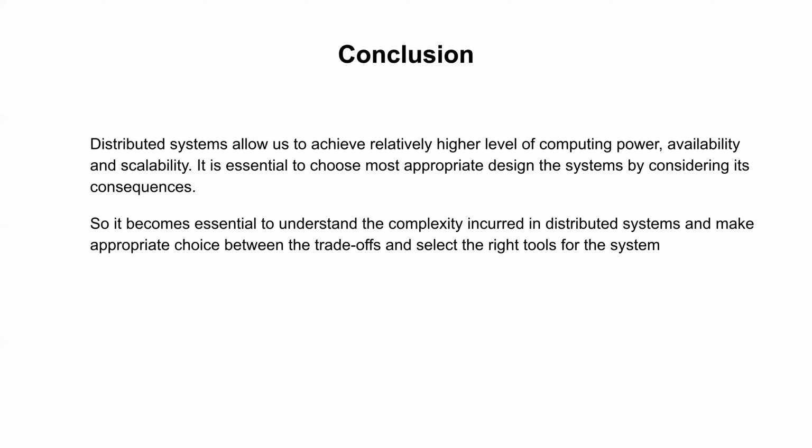Conclusion. A distributed system allows us to have relatively high computing power, availability, and scalability. It is essential for us to have an appropriate design for our system, considering its consequences. So it becomes essential to understand how complex the system is, and then according to that, we can choose between the trade-offs, whether it has to be consistent, available, or partition tolerant, or a combination of them.